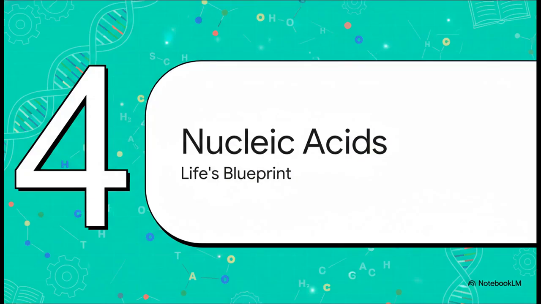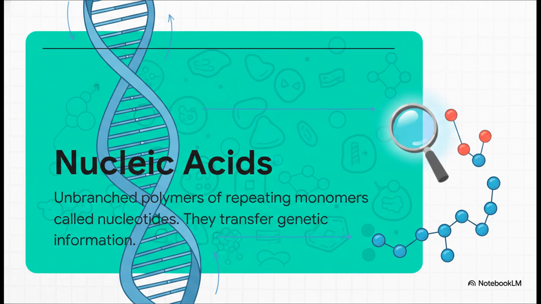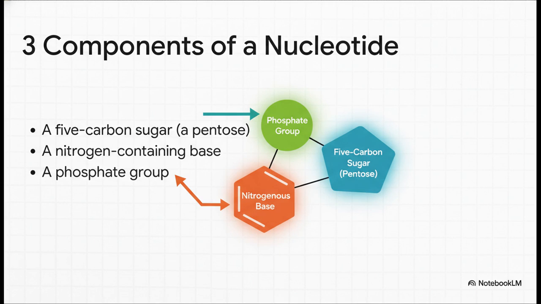All right, we've had the fuel and we've had the builders, but now we need the master plan, the instructions. Let's talk about nucleic acids. This is the instruction manual for all of life. This is where all the genetic information is stored and transferred. So nucleic acids, which you definitely know as DNA and RNA, are also polymers, and their repeating building blocks are called nucleotides. Their entire job, their whole purpose, is to carry that genetic blueprint from one generation to the very next.